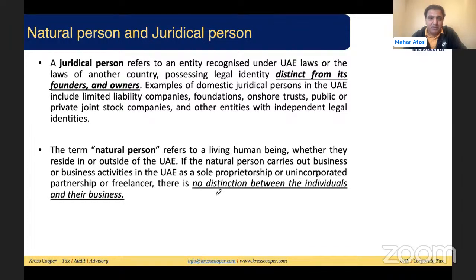That's a natural person. We cannot simply say that natural persons are only individuals. No, if the individual is setting up any company like a sole establishment, as I said, an unincorporated partnership, or wherever the individual is working as a freelancer after taking a license from the respective government authority, they will fall under the definition of natural person.